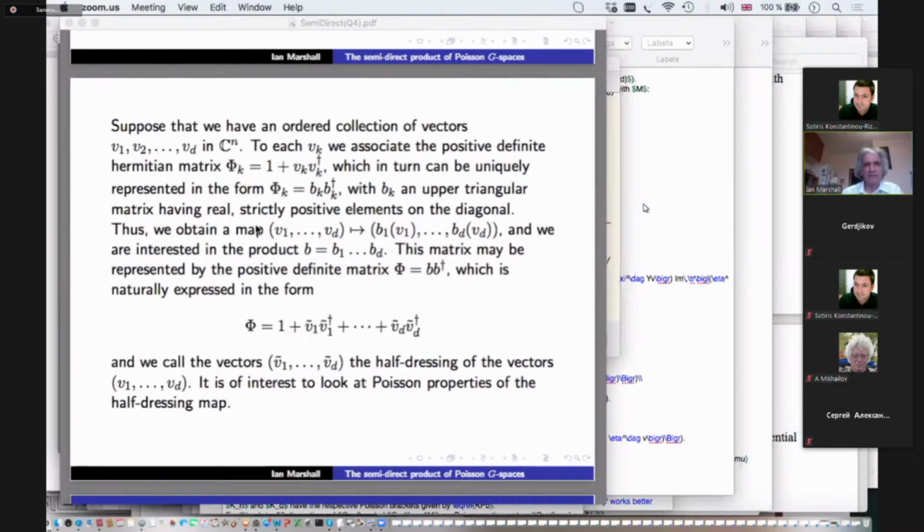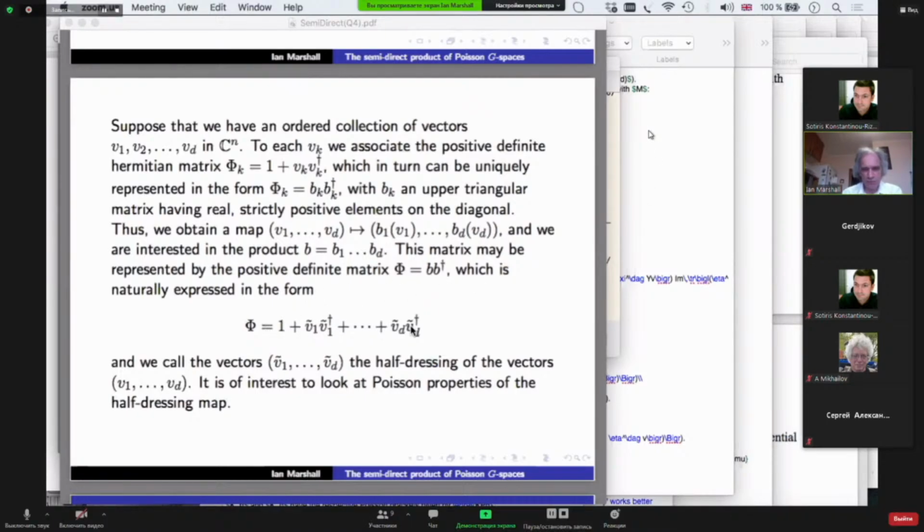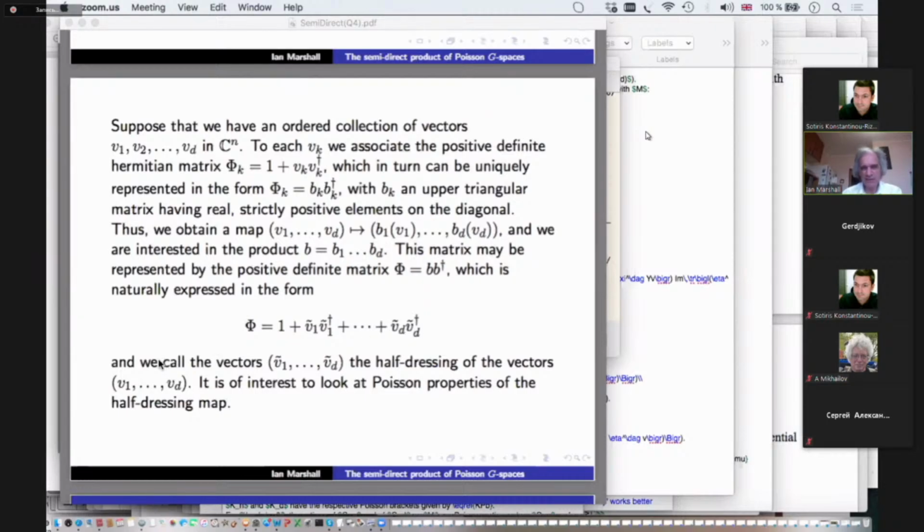And if you do that, you can find a map from the collection of vectors V_1 up to V_d, d vectors, to this collection of d upper triangular matrices. And this is all a Poisson Lie group type construction, and it is natural to be interested in this product. So this is another upper triangular matrix with real positive elements on the diagonal, and it can in turn be represented like that uniquely. So this map from B to phi can be inverted. And you can see that it takes this form, where these V tildes are related to the V's, but they are different. We call these vectors the half dressing of these vectors.